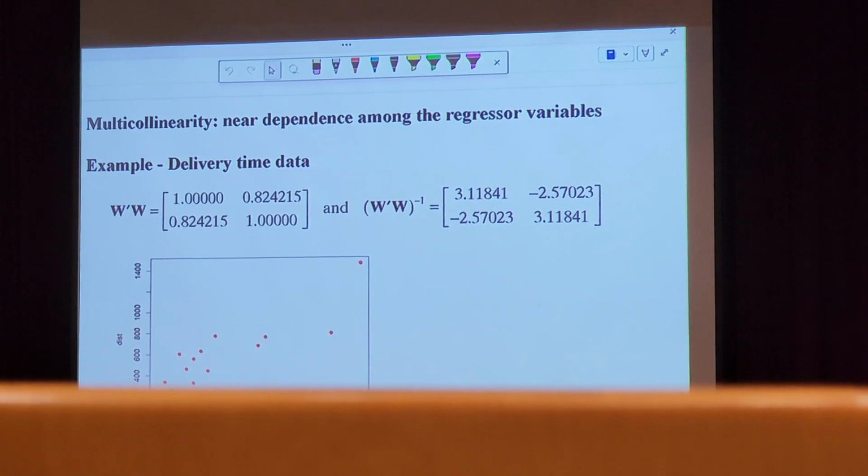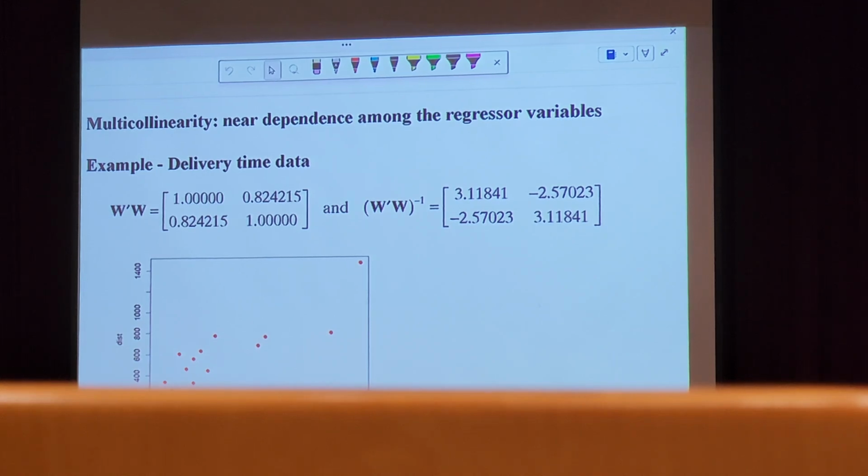So now let's look at an example here. Look at the delivery time data, and we talk about standardizing the regressive variables. There are two ways to standardize regressive variables. One is scale to unit normal. One is scale to unit length.